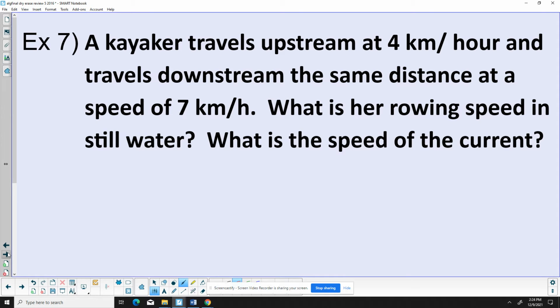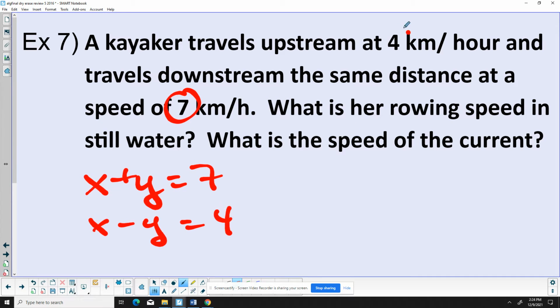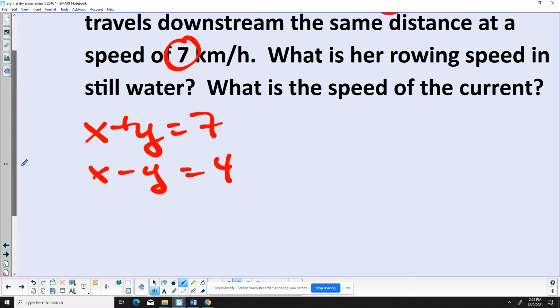Number 7, a kayaker travels upstream at 4 miles per hour and downstream the same distance at a speed of 7 miles or kilometers per hour. Rowing speed in still water, and what's the speed of the current? So I'm going to do x plus y is 7 because that's the high number, and x minus y is 4 because that's the low number. It's upstream, against the current.